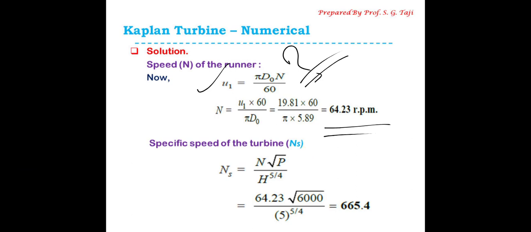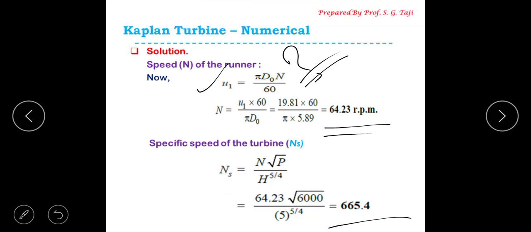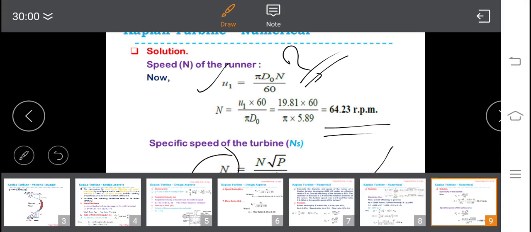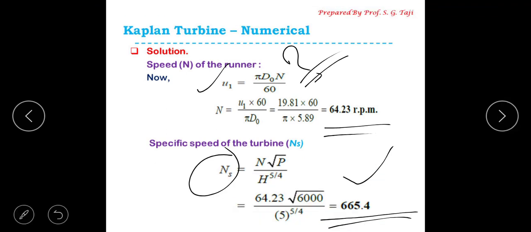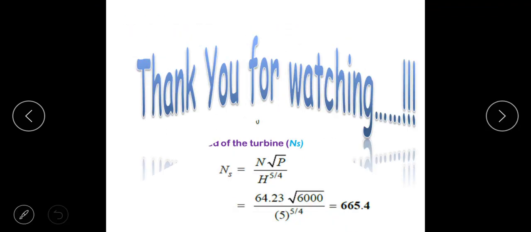n root p divided by h to the power of 5 by 4. All parameters are known. You will get ns is equal to 665.4. Okay. If you have got any doubt, you can put it on the LMS system or Google platform as it is feasible, or you may ask the doubt to clear yourself in the next class. Okay, don't worry, we are here to take care of all those things.